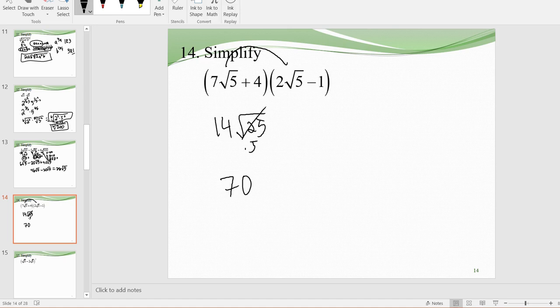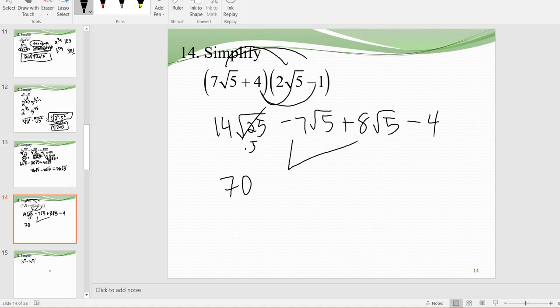Please be careful. Minus 7 square root of 5 plus the 4 and the 2 multiply to make it 8 square root of 5 minus 4. These two combine. Negative 7 plus 8 would be plus 1, or just plus square root of 5. We also had a minus 4, so 70 minus 4 would be 66 plus the square root of 5.